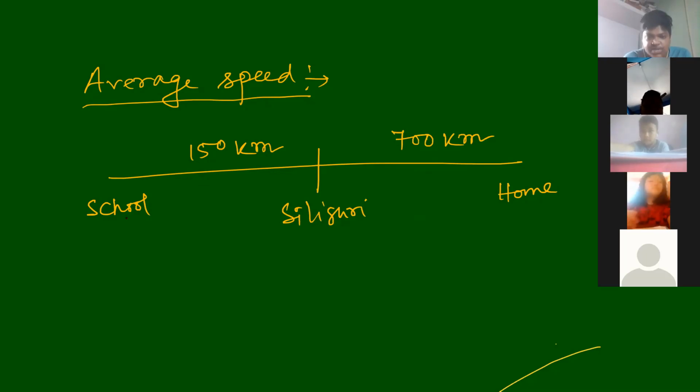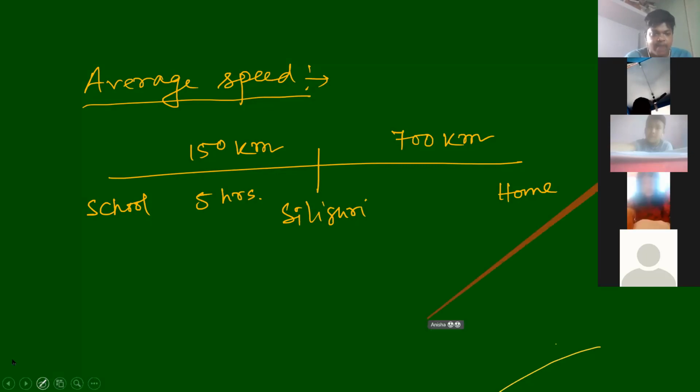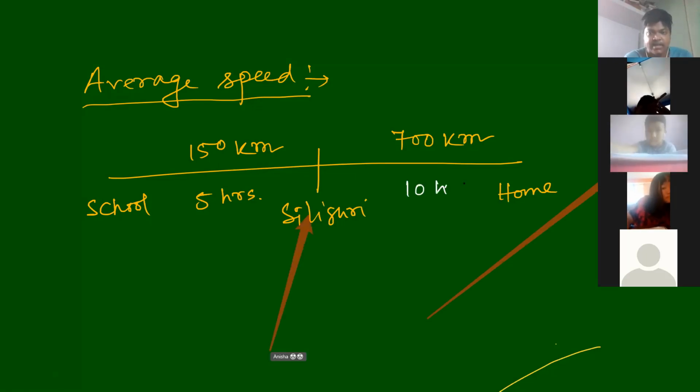Now, from the school, the distance of Siliguri is 150 kilometers. From Siliguri to my home, it is 700 kilometers. From school to reach Siliguri, it had taken 5 hours. And from Siliguri to home, it has taken 10 hours.